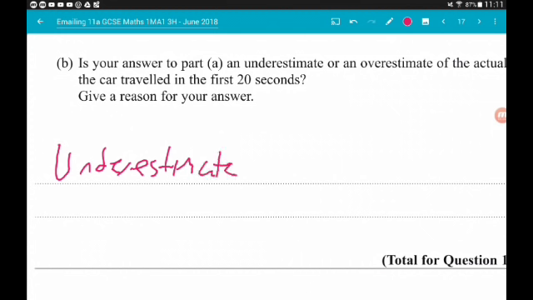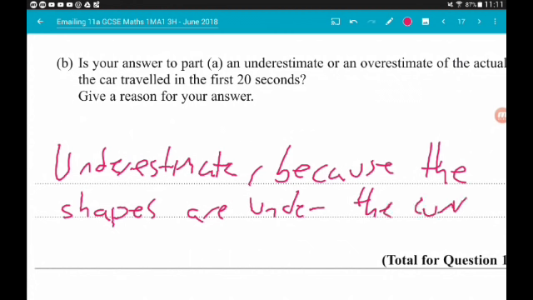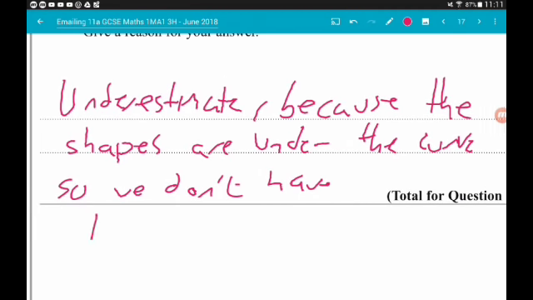And I guess the reason we could say, well, because the shapes are under the curve. So we don't have the total area. Cool.